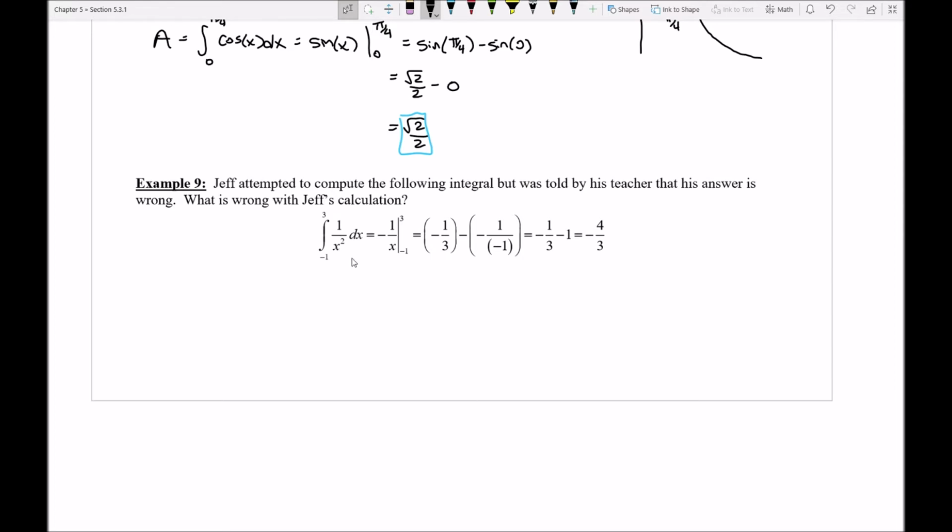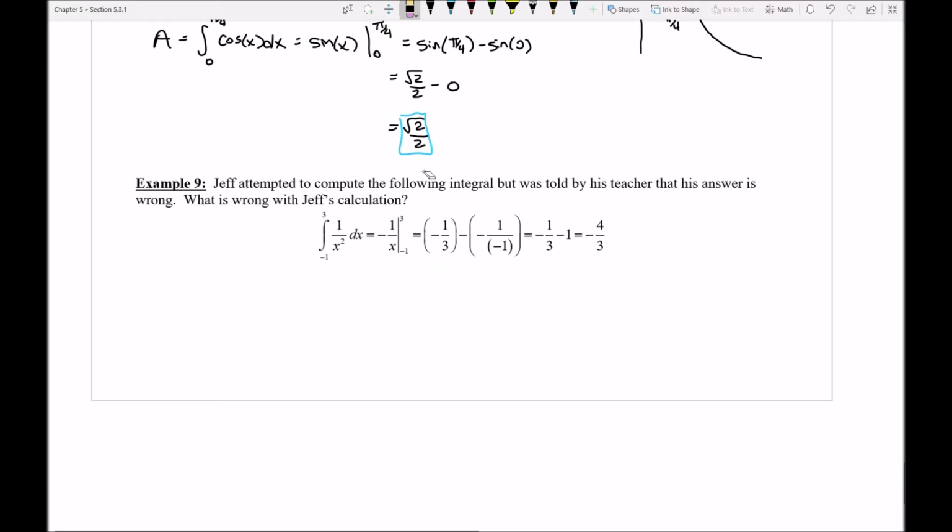Let me try to work through it. Let's see. Maybe he did the antiderivative wrong? He said that the antiderivative was negative 1 over x, or negative x to the negative first power. Does that work? If I take the derivative of this, am I going to get back to 1 over x squared? If I took the derivative, that negative 1 would come down and be back to a positive, and I'd lower the x to a negative 2. So that's going to be 1 over x squared. I guess that works out beautifully. The antiderivative here doesn't seem to be the problem.